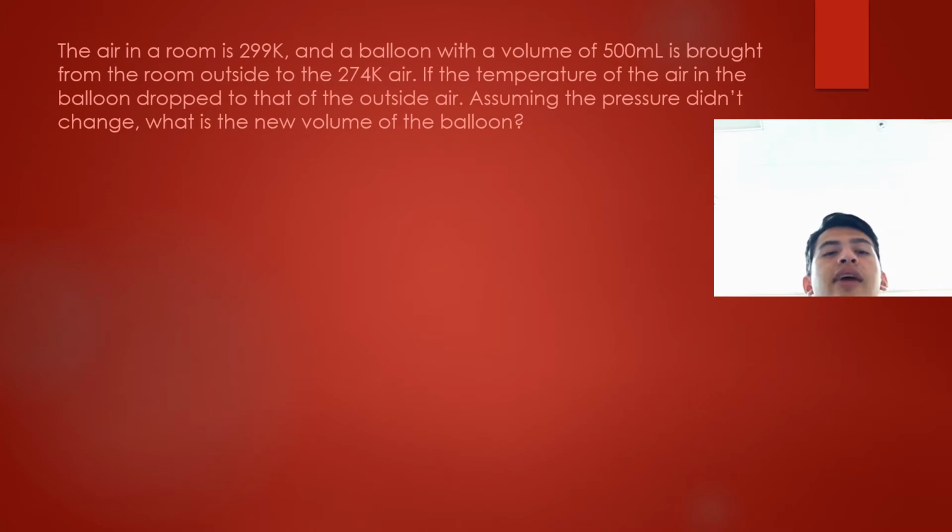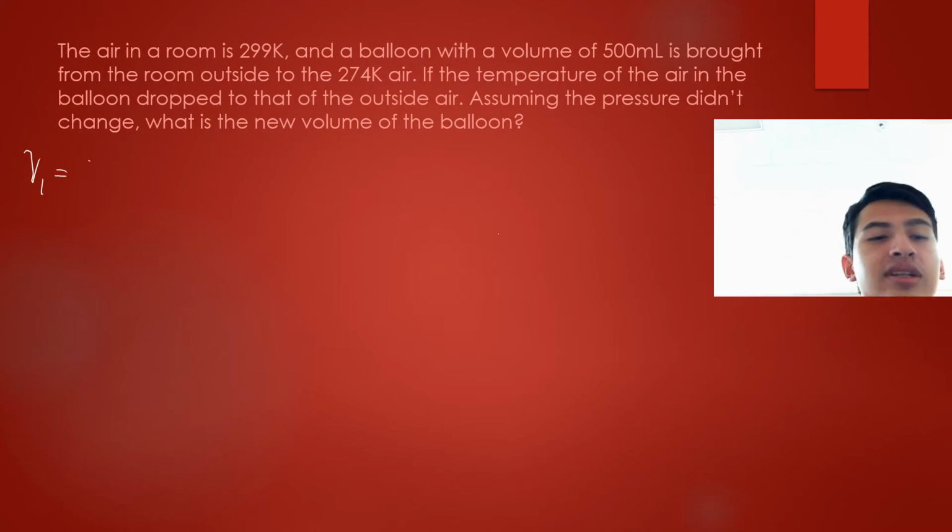Example 1. The air in a room is 299 Kelvin, and a balloon with a volume of 500 milliliters is brought from the room outside to this 274 Kelvin air. If the temperature of the air in the balloon dropped to that of the outside air, assuming the pressure didn't change, what is the new volume of the balloon? Okay, so I know volume 1, it tells us that the volume of the balloon before moving outside and changing temperatures was 500 milliliters. So I'll write that down.